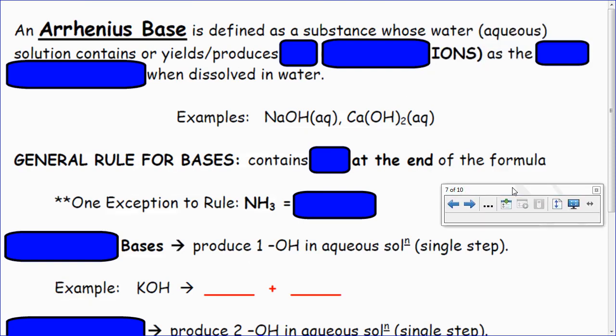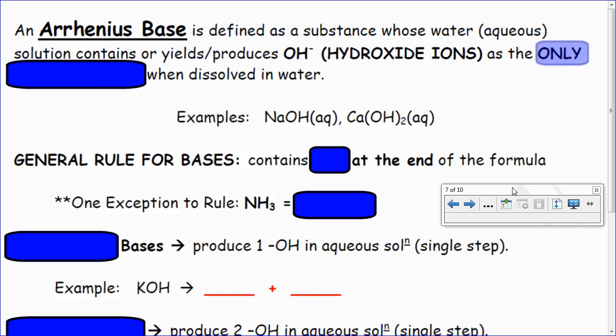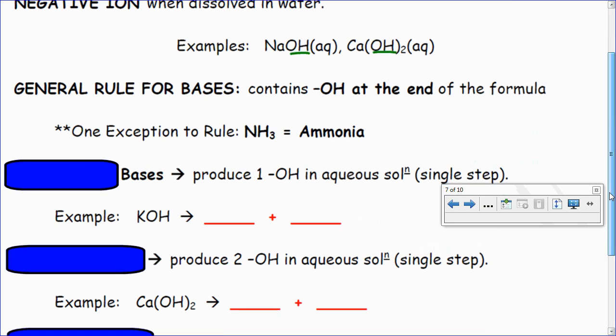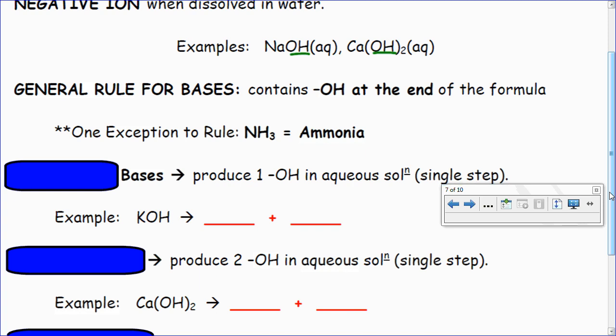Arrhenius base, opposite of an Arrhenius acid, is defined as a substance whose water solution contains OH negative as the only negative ion in solution. Examples, we've seen many bases so far. They all have OH in them. General rule, it contains OH at the end of the formula. Been saying that all along. One exception is NH3. Why, you may ask?